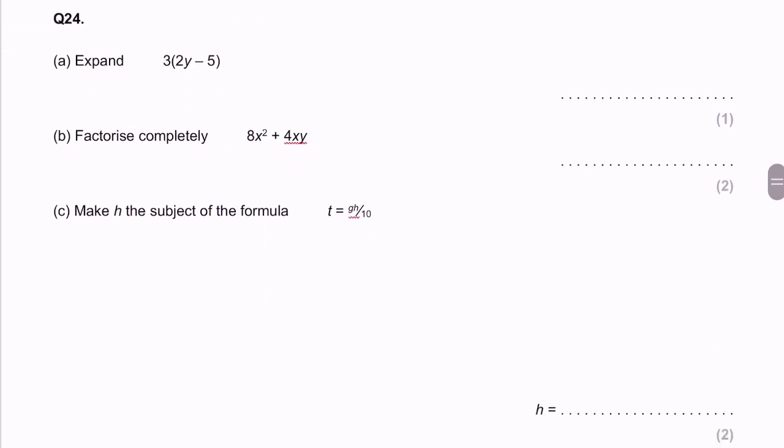Question 24. Expand. 3 times 2y is 6y. 3 times -5 is -15. Be careful with the negative. Factorize completely. So highest common factor of 8 and 4 is 4. There might be something else common, so let's not just go to the answer yet. x squared and x is common. And then there's no y in the first term, so let's go ahead and start the bracket. So 8x squared divided by 4x is 2x, and 4xy divided by 4x is just plus y. So the answer is 4x brackets 2x plus y.